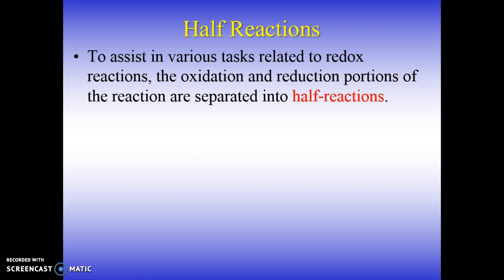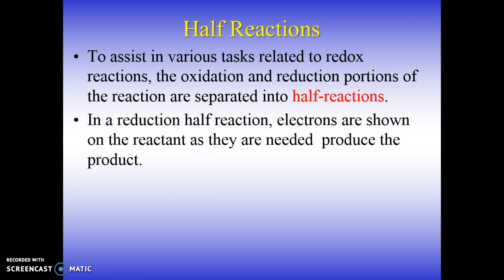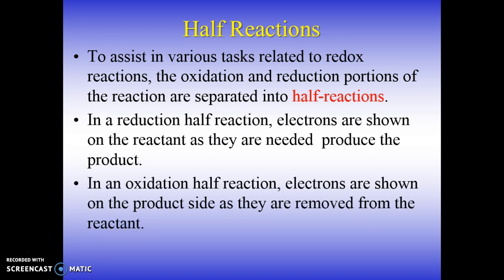So to assist in various tasks related to redox reactions, it's easier to separate them into half reactions. In a reduction half reaction, you are going to see electrons on the reactant side because reduction is the gain of electrons. So electrons will be going into the reactant in order to make the product. In an oxidation half reaction, you're going to see electrons showing up on the product side because the loss of electrons means you have what's left over plus some electrons that are going off somewhere to do something else.